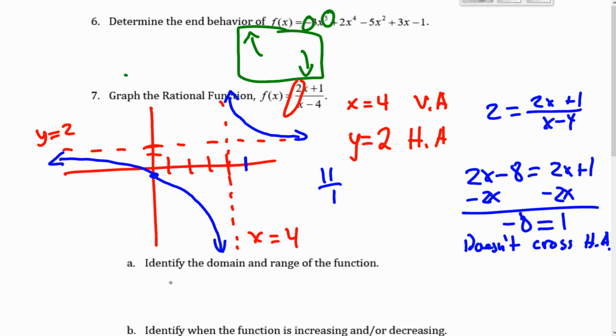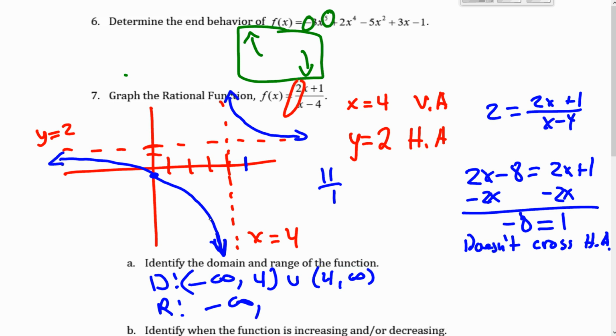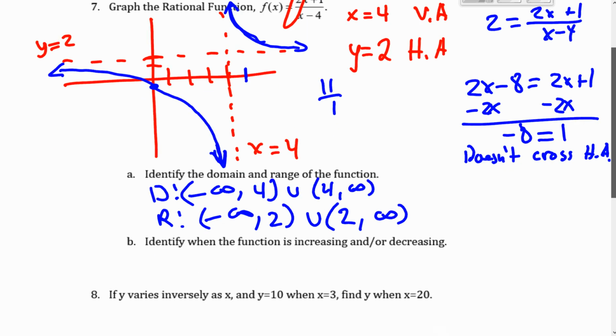Okay, so the domain is everything but 4, right? So it's going to go from negative infinity up until 4, and not including 4, and then after 4. Okay, so there's my domain. My range is all my y values. Now this graph goes down, so it goes from negative infinity, and it goes up, up, up, and it doesn't touch 2, right? So it goes up until 2, and then it continues up after 2. So there's my range.